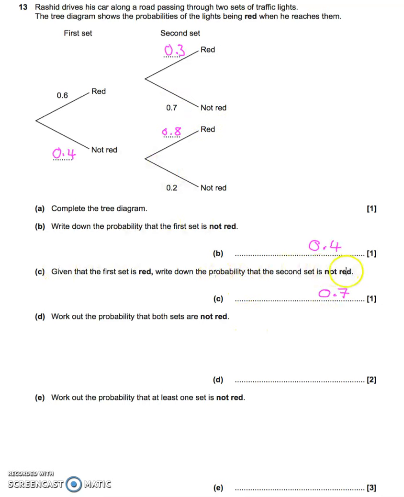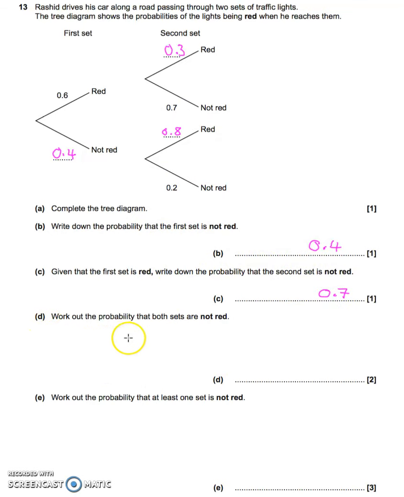Read that one carefully. You might get that a bit confused, but given that the first set is red, write down the probability the second set is not red: follow the red, follow the not red, and then write the probability down. By the way, we could be given our answers as fractions here. If you want to convert them to fractions because you prefer fractions, that's absolutely fine. Decimals, percentages, acceptable, they're all the same thing.